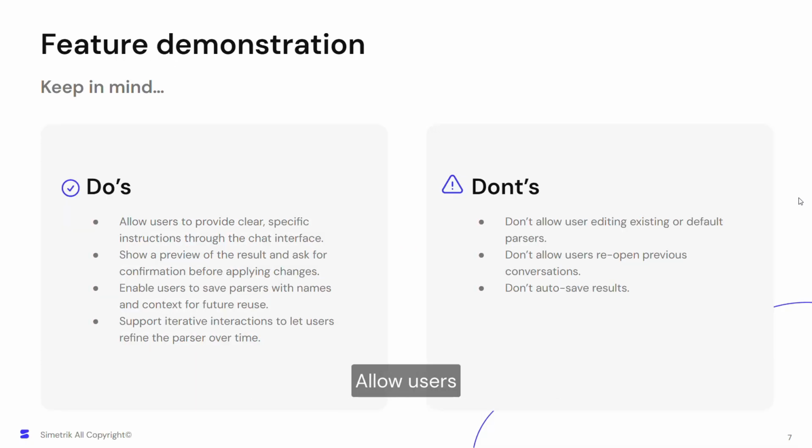What to do? Allow users to give clear and specific instructions via a chat interface. Show a preview of the result and ask for confirmation before applying changes. Save parsers with names and context for future reuse. Enable iterative interactions so users refine the parser over time.